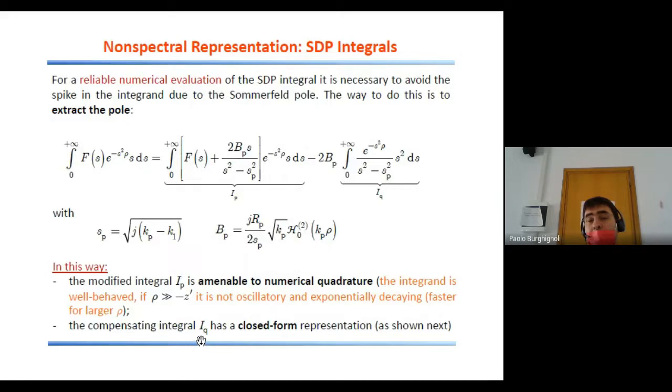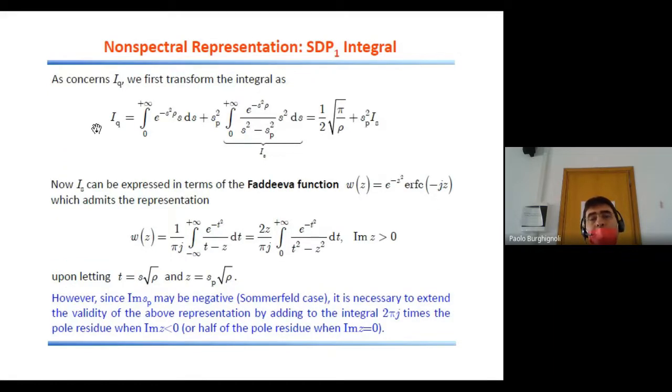And the compensating integral I sub q that we have introduced can now be evaluated in closed form, as we will now show, because we can manipulate that integral I sub q in order to reduce it. I will skip some details, but the important point is that it can be cast in a closed form function, a very simple one, 1/2 of the square root of pi divided by rho, plus a contribution in terms of an additional integral I sub s, which can be expressed in terms of the error function, or better, a scaled version of the error function, which is the so-called Faddeeva function, w of z, defined here, in which you have to take into account that the pole could be either captured or not captured, and therefore there will be a discontinuity in this function corresponding to the two cases.